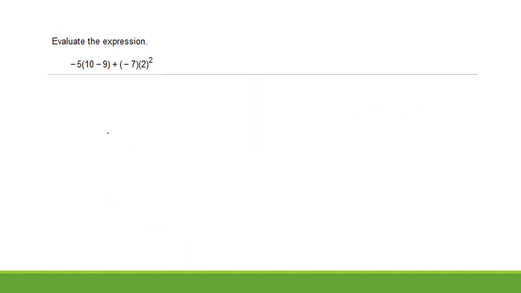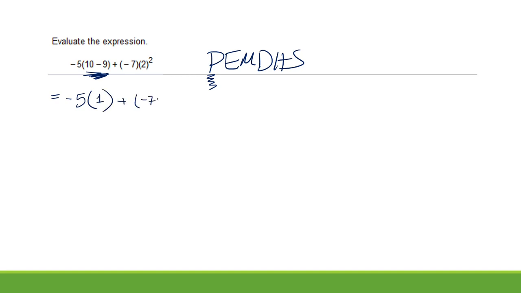Evaluate the expression. We have negative 5 times the quantity 10 minus 9 plus negative 7 times 2 squared. I always look for the parentheses first, and in this case we do have parentheses, the 10 minus 9. So we'll do that first. 10 minus 9 is 1. And I like to leave everything else alone until we finish the problem. So we'll do one step at a time.